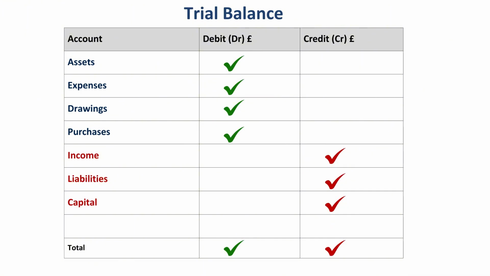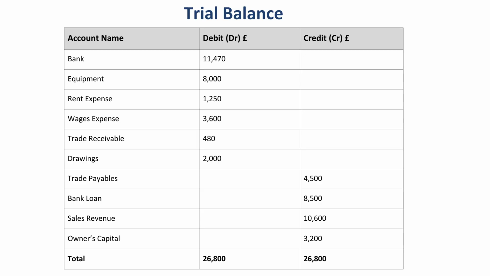Because these patterns stay consistent, it becomes easier to recognize whether a balance belongs on the debit or credit column of the trial balance. Here is the trial balance for reference. On a debit side, we have bank, £11,470. The bank balance is a current asset, and assets normally carry a debit balance.